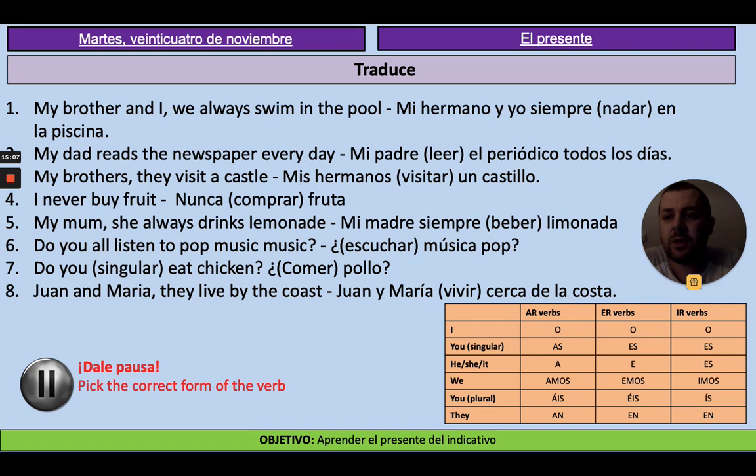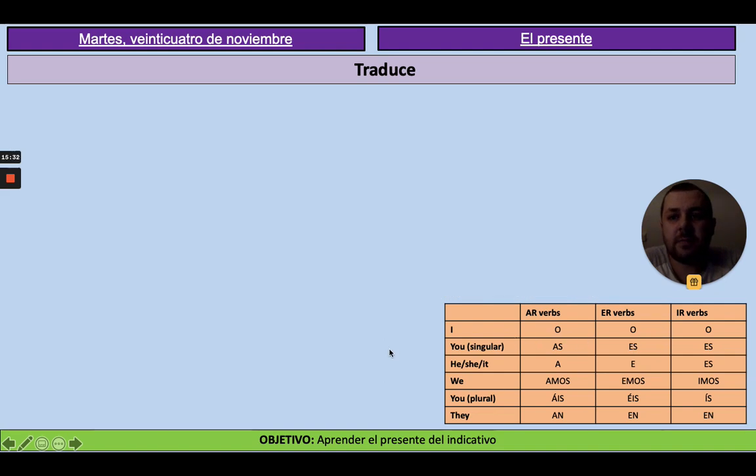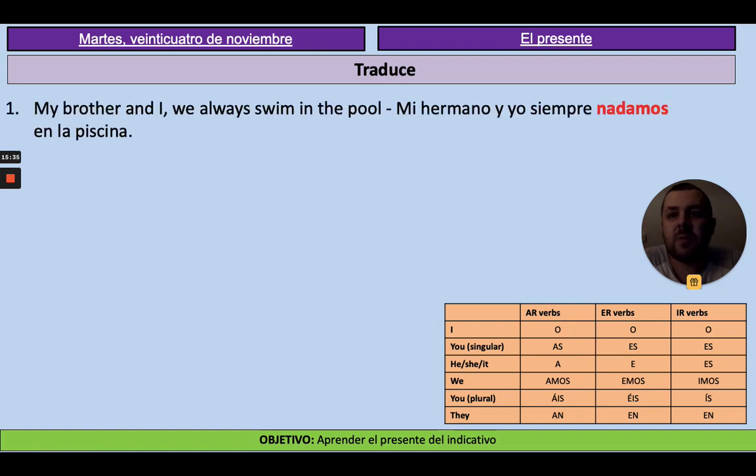So hopefully you paused the video and you had a go at changing all of these verbs in brackets from the infinitive. You remove the infinitive ending, and then you were left with the stem, and then onto the end of the stem you added the correct present tense ending depending on who was doing the verb and what type of verb it was. So let's have a look at the answers now. My brother and I, we always swim in the pool. Mi hermano y yo siempre nadamos en la piscina.